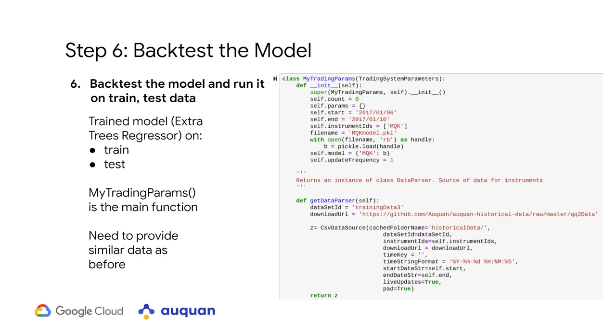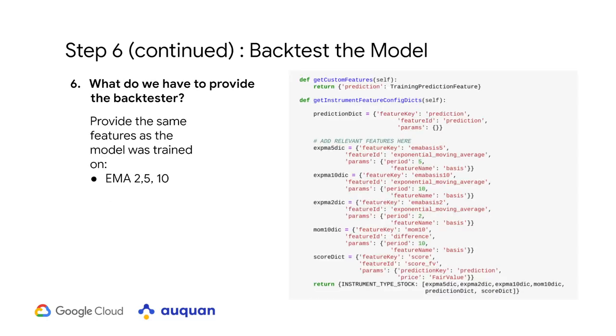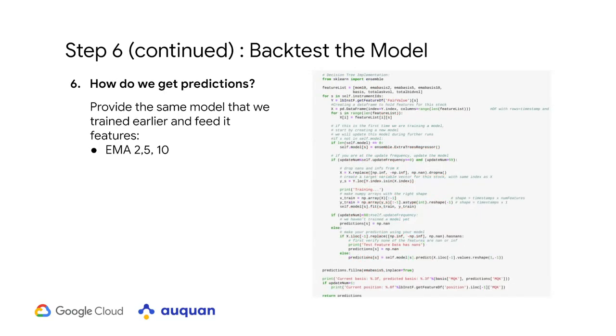Let's look at some internals of that backtester next. What do we have to provide the backtester? We have to provide the same features as the model was trained on before. This means the exponential moving average of 2, 5, and 10 minutes. What else do we have to provide the backtester? We have to provide it the same model we trained earlier and the same features as the model was trained on before. The predictions are 1 or 0, and they are returned.